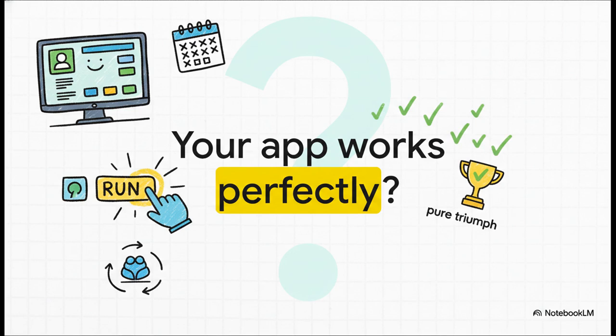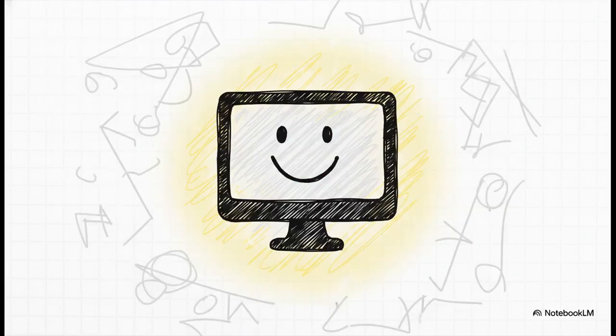So picture this. You've been coding for weeks, maybe even months. You finally click run and it's flawless. Absolutely perfect. Every single feature works just the way you designed it. That is a moment of pure triumph, right? But, and you knew there was a but coming, it works perfectly on your machine. And that one little detail, well, that's where all the trouble starts.